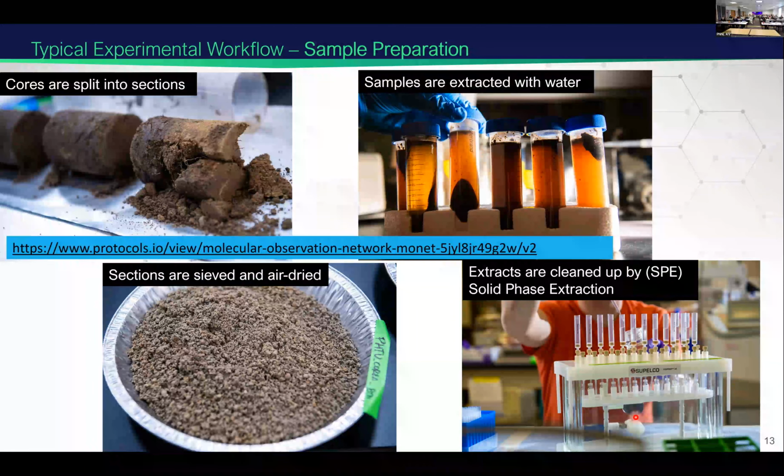Then sieve and air dry them. Then we do an extraction with water. Now, this is one of the most critical steps. When we're doing our mass spectrometry measurement, we're measuring a liquid. We're measuring the extract, whether that's the water extract or a different solvent extract.